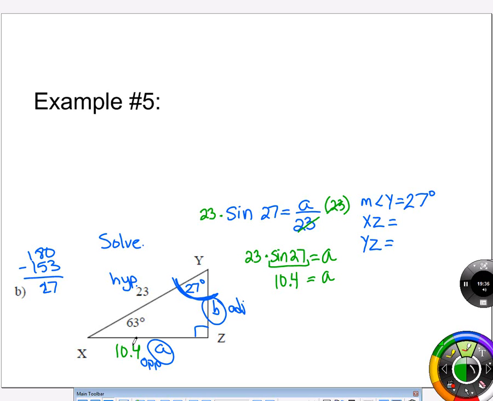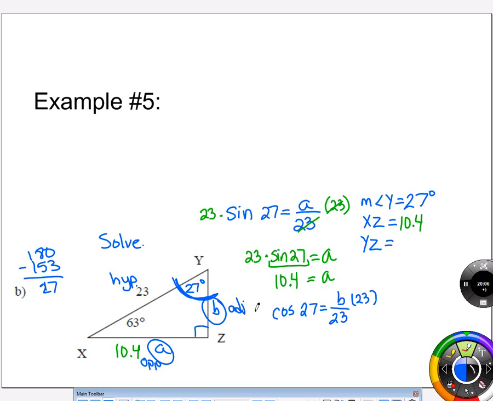All right, so 10.4 we figured out. That's from x to z. And then we still need to figure out the length of yz, or what I've labeled b in my triangle. How would you guys go about figuring that out at this point? Okay, so we could set up another trig equation, where we use the cosine of 27, because that would equal adjacent over hypotenuse. And then we could solve this the same way.